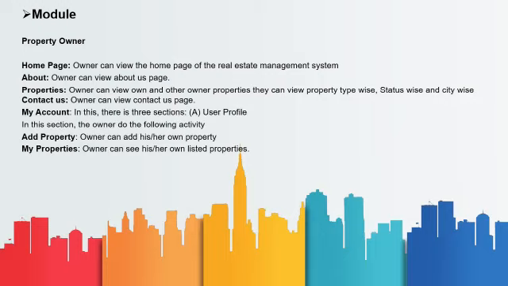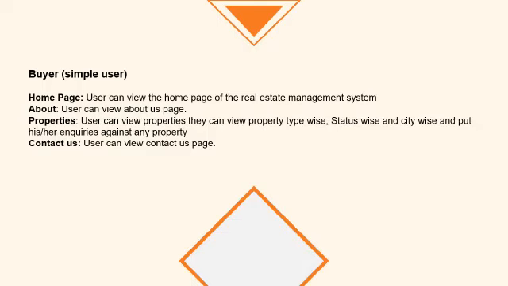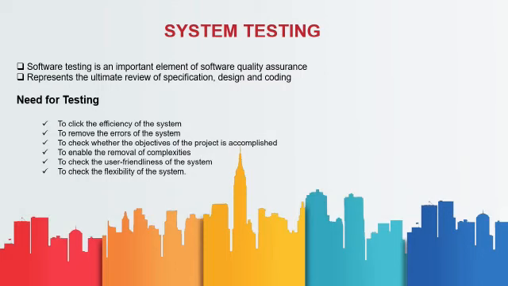And here are the modules of the project: the property owner and the buyer. The buyer is nothing but a simple user. The property owner consists of home page, about properties, contact us, my account, add property, and my property. The buyer, who is a simple user, consists of home page, about property, and contact us.